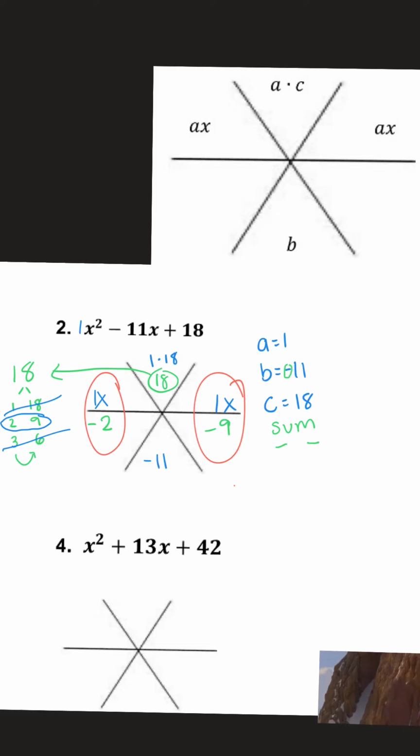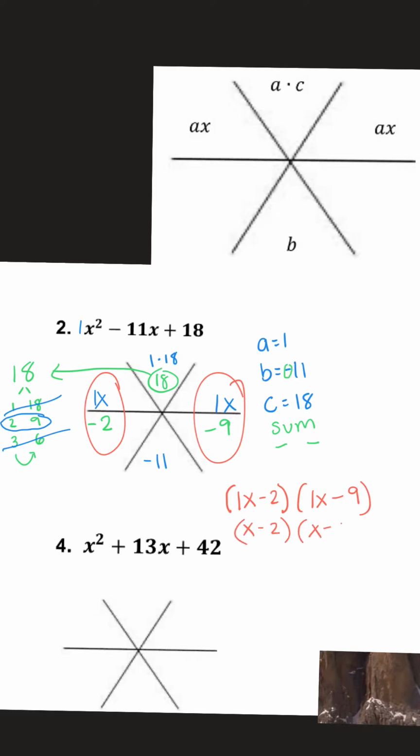So when I write my answer, I write them as 2 quantities. So 1x minus 2, or x minus 2 is fine, and 1x minus 9. So you could also write this as x minus 2 and x minus 9. Either one. And that's my answer. Now it's your turn to try it. Try it out.